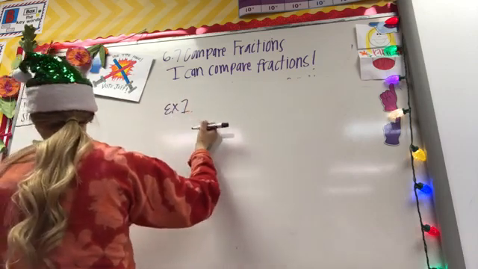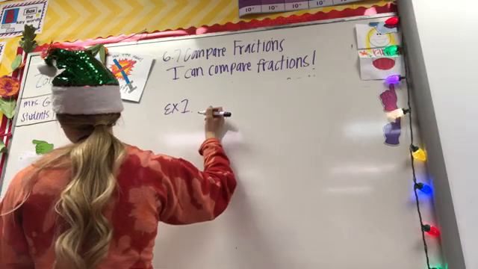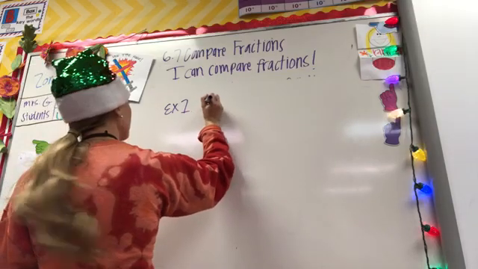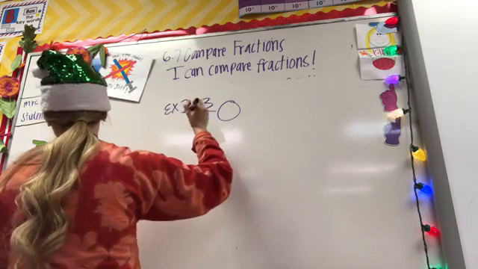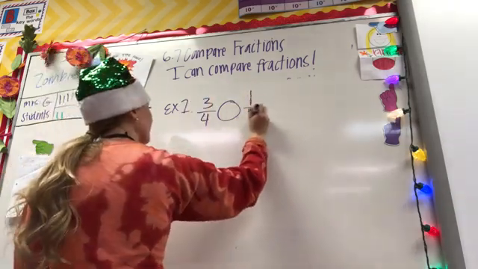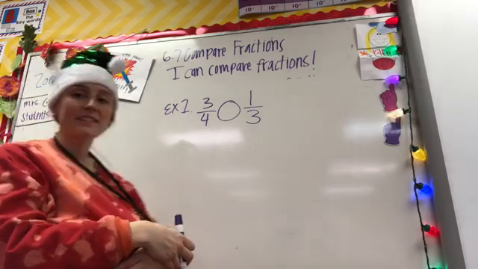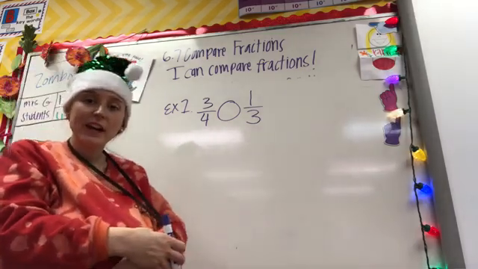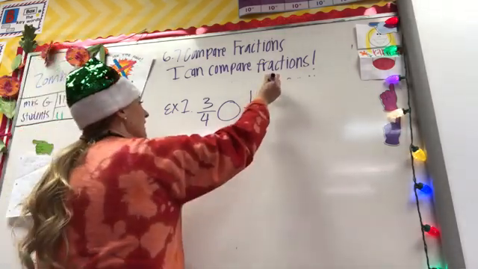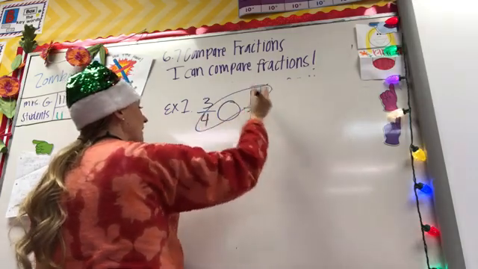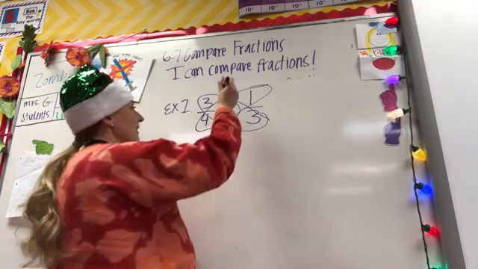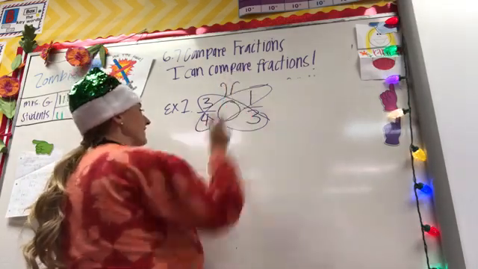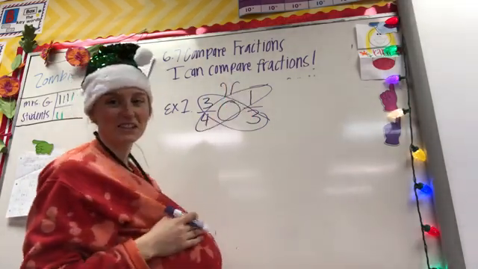We have 3/4 compared to 1/3. So, instead of finding a common denominator, let's try our new method we learned. So we do an X this way and an X this way. Sometimes I call it the butterfly method because if you go like this, it looks like a butterfly. So whatever you want to call it.